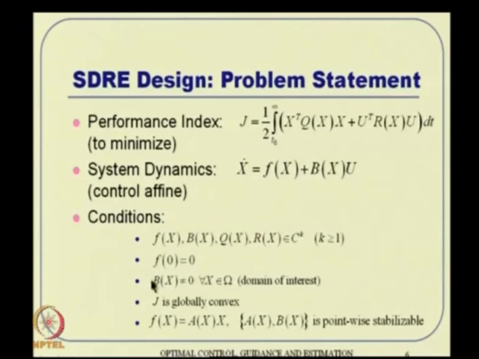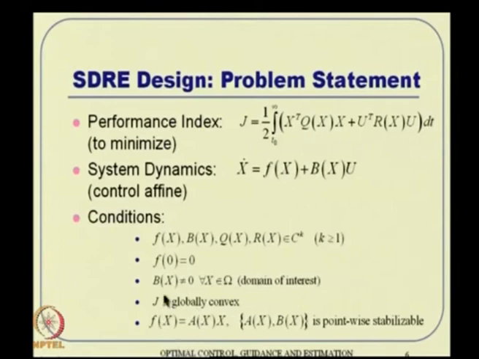Alright. So, the next condition is that b of x should be non-zero for all x, and that is directly visible, because if b of x happens to be 0, then no control design will work. It leads to the loss of controllability. So, b of x has to be non-zero for all x.